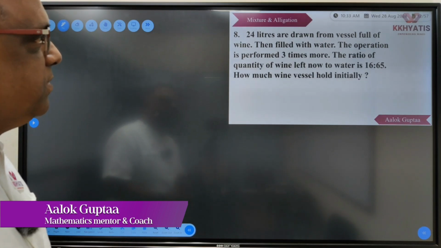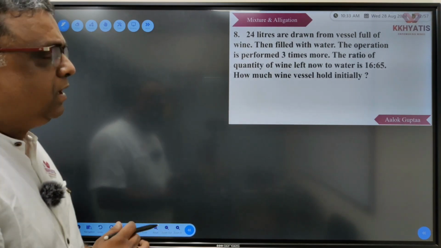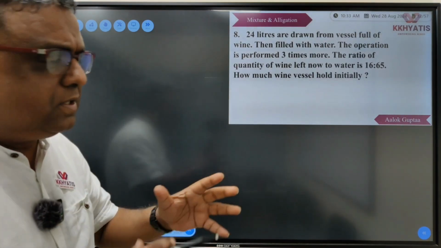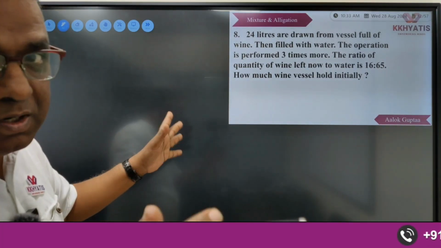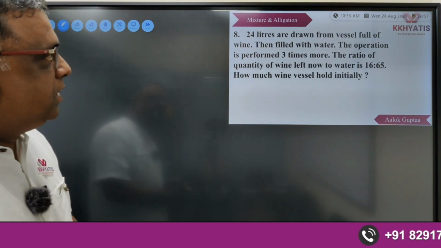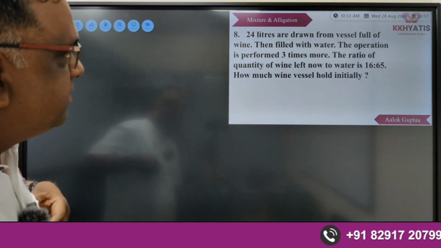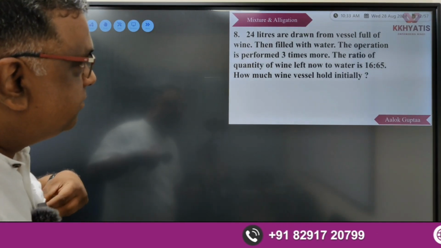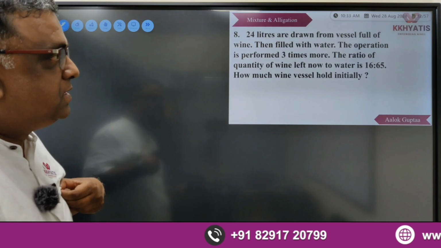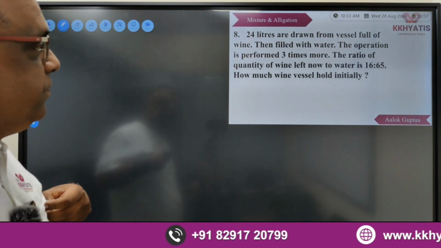24 liters are drawn from a vessel full of wine. Again, a very interesting sum, they have twisted it. 24 liters are drawn from how much? Not given. Initial quantity not given. Then it is filled with water. The operation is performed 3 times more, total 4 times. The ratio of quantity of wine left now to the water is 16 upon 65.